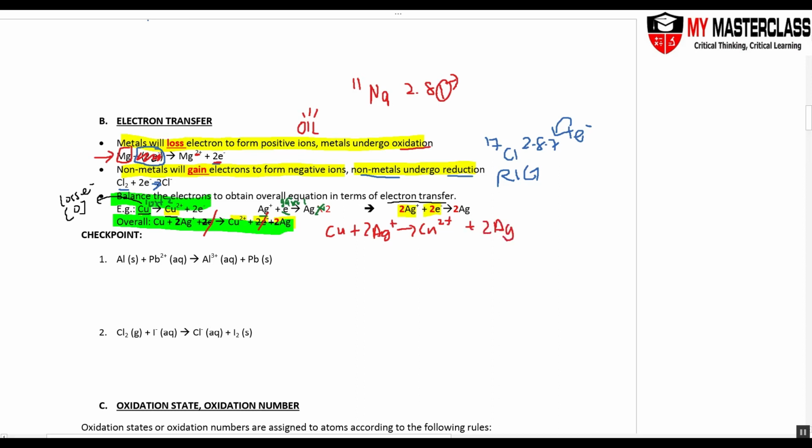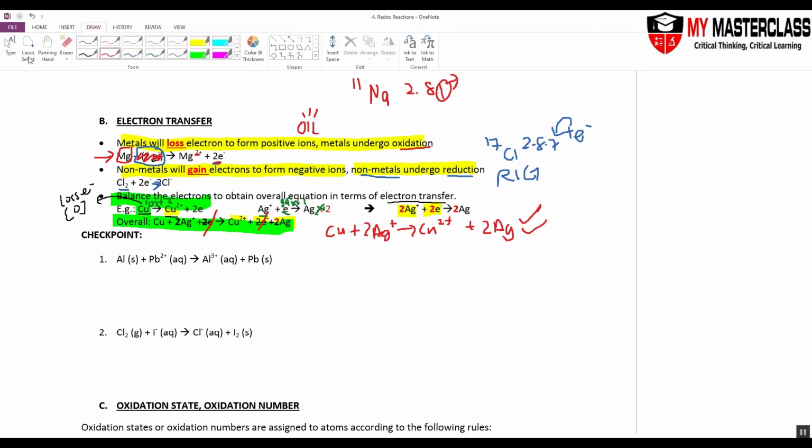If we count just atom by atom, the number of atoms, then 1 copper and 1 silver, and Cu2+ and 2 silver, feels like it's balanced. But in terms of electrons for redox, it is not balanced. So this is your correct answer. Let's try the checkpoints below as an example.